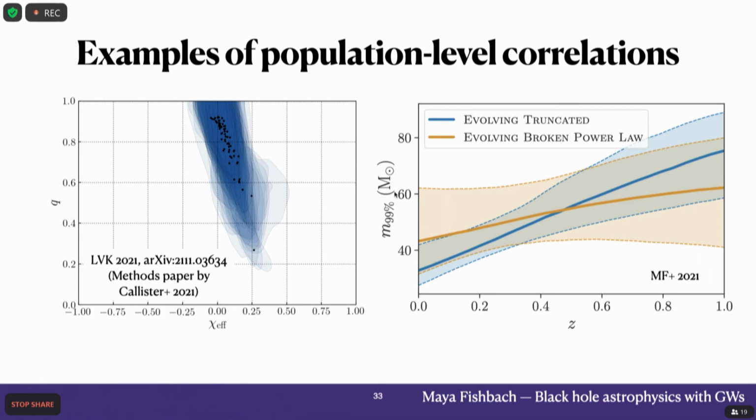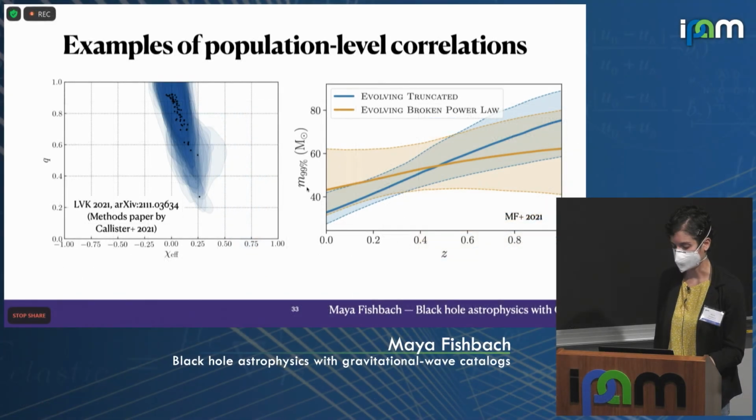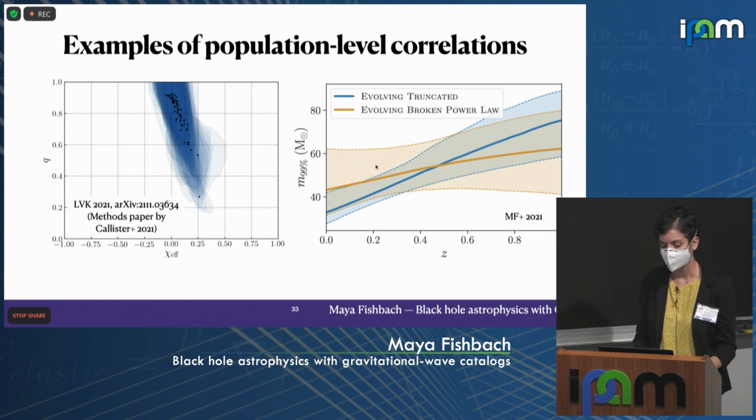I already talked about this earlier, but looking at the mass distribution varying with redshift, you can ask, did black holes tend to be heavier a long time ago, at higher redshift, compared to today? And the answer is maybe, but not necessarily.